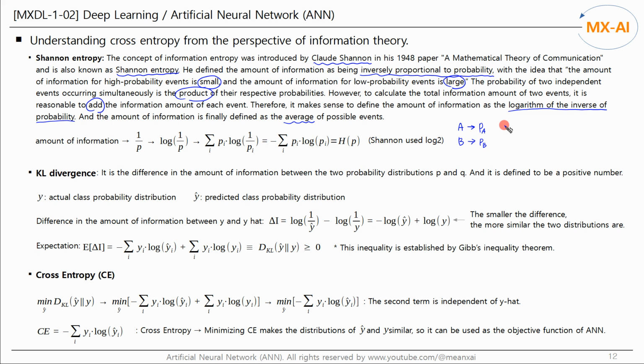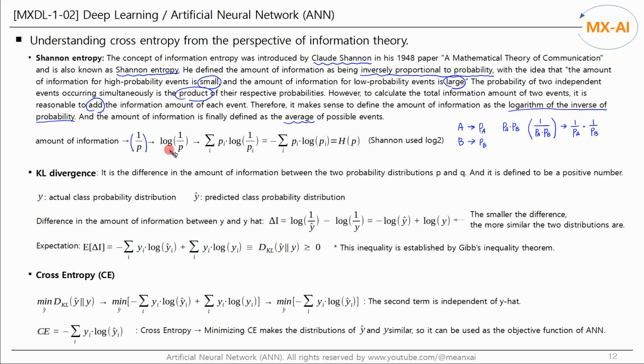The probability of two events occurring simultaneously is PA times PB. If the amount of information is defined as 1 over P, the amount of information when two events occur simultaneously is 1 over PA times PB. In other words, it is the product of two amounts of information. This is not reasonable. It makes more sense to add the two amounts of information together.